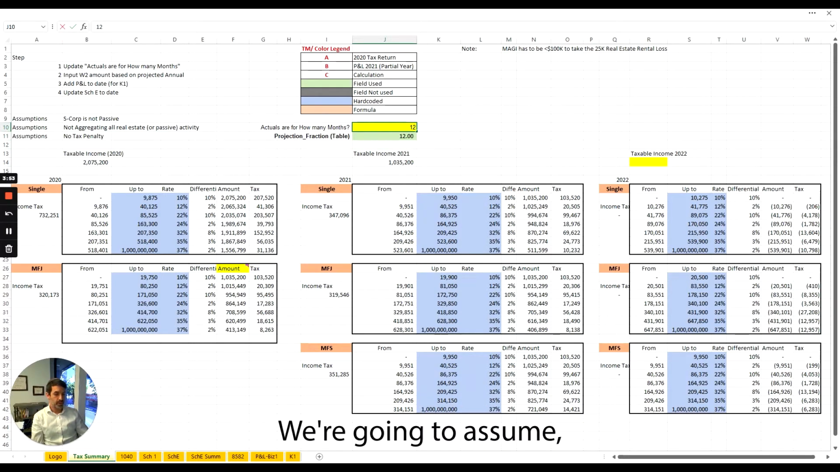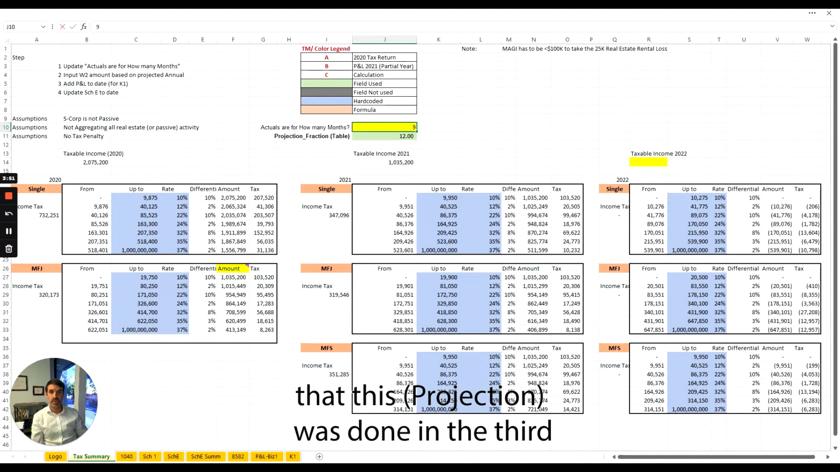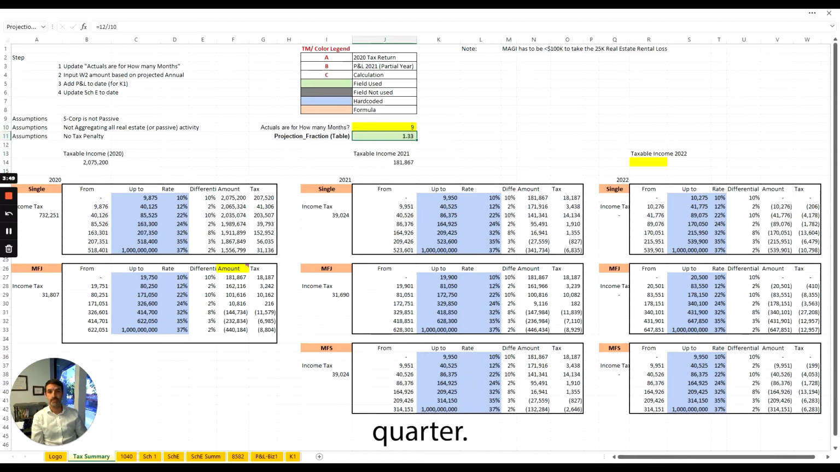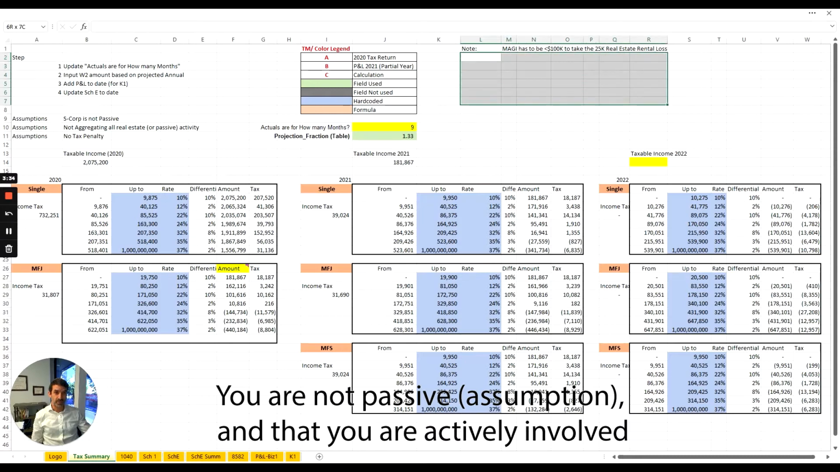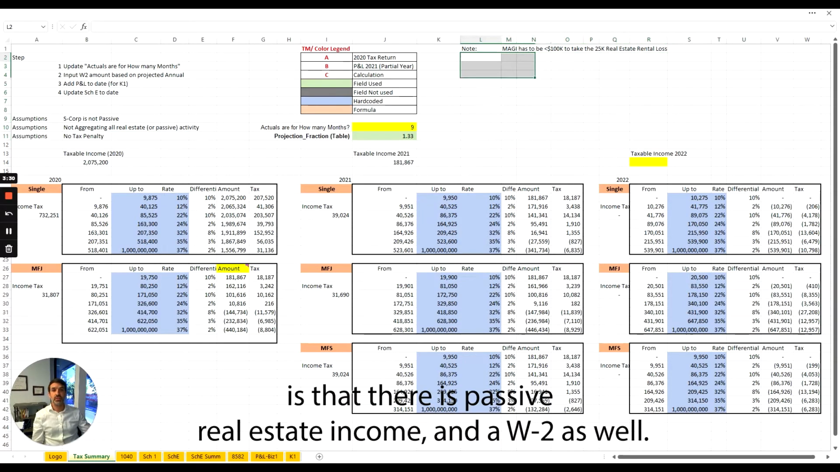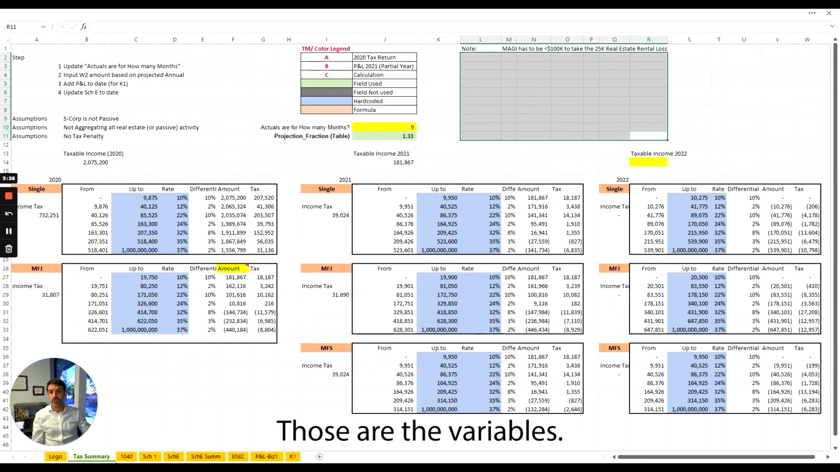We're going to assume, well, let's assume that this was the third quarter. So that's what we're going to update over there. And again, the assumptions are going to be the S corporation is going to be issuing a K1, and that it's not a passive S corp, you are actively involved in that S corporation, that there is passive rental real estate income, and that there is a W-2 as well. Those are the variables.